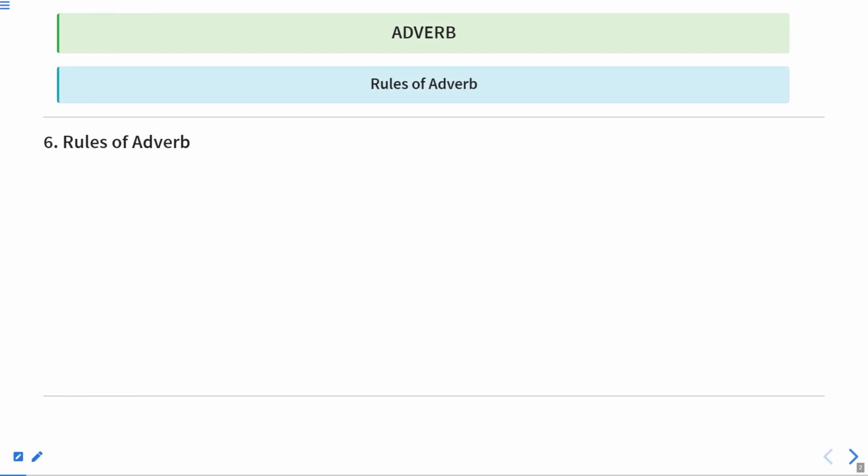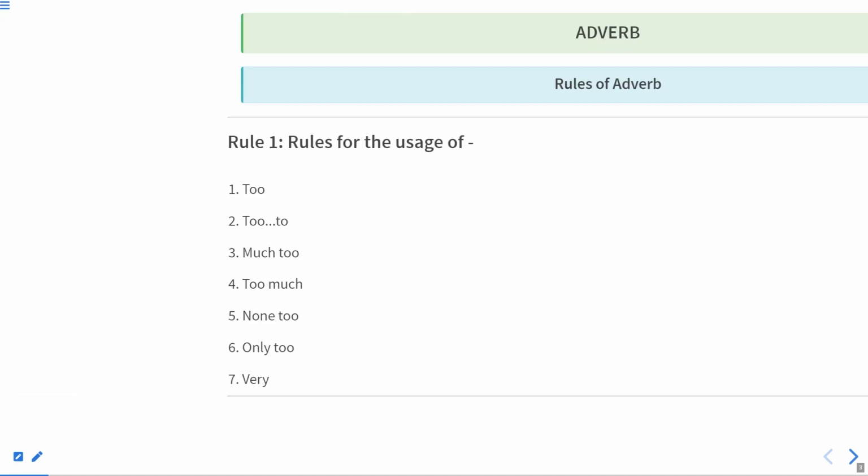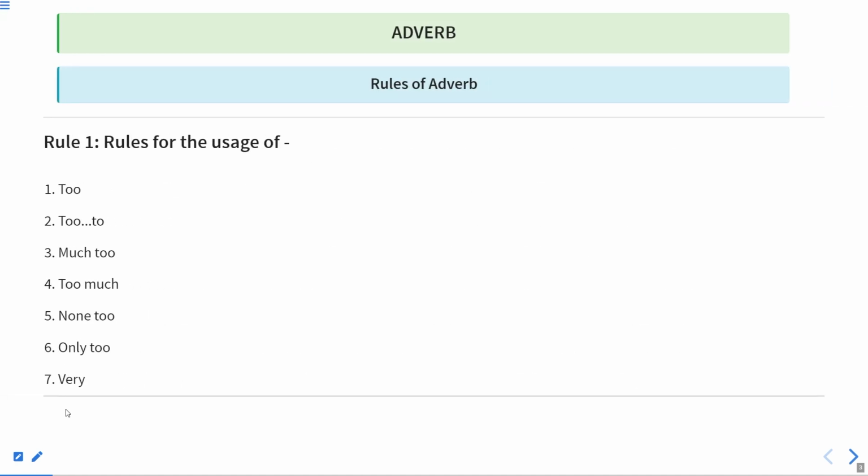First of all, we'll cover the rules of adverb, or rules for the usage of adverbs with some special adverbs. So here we have some words like too and to, a concept where we use too and to together. Now in these, this too is an adverb, whereas this to is a preposition. And how do we use both of them together? We are going to discuss in this session.